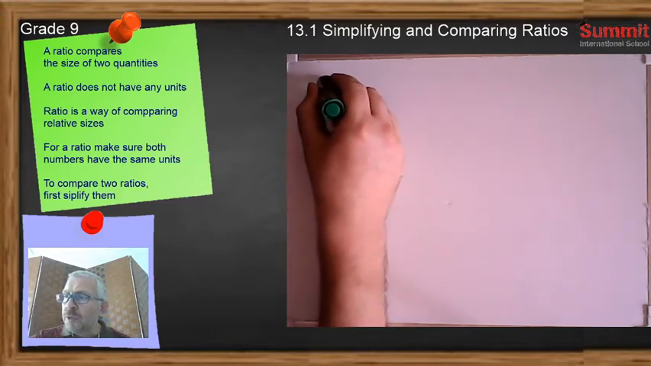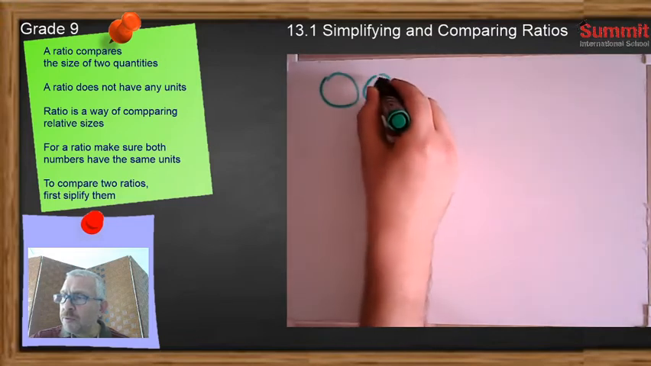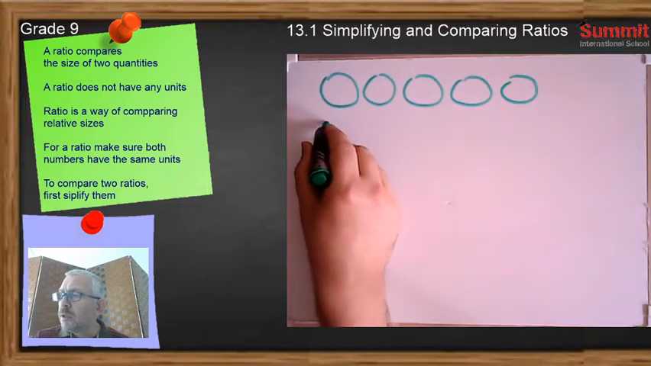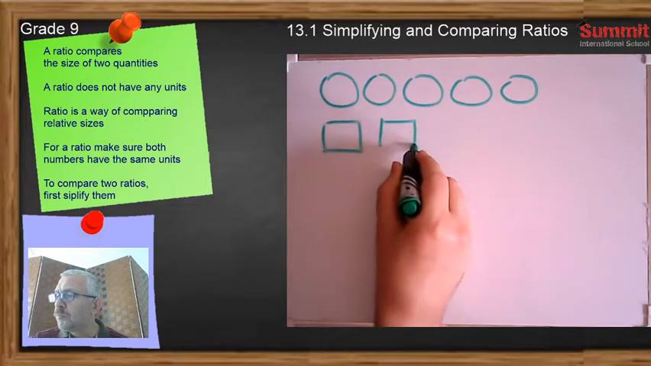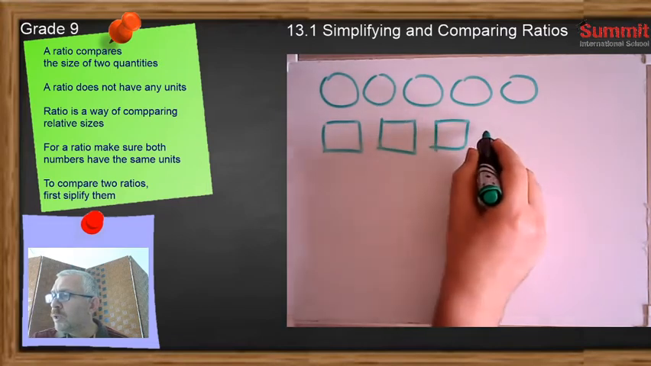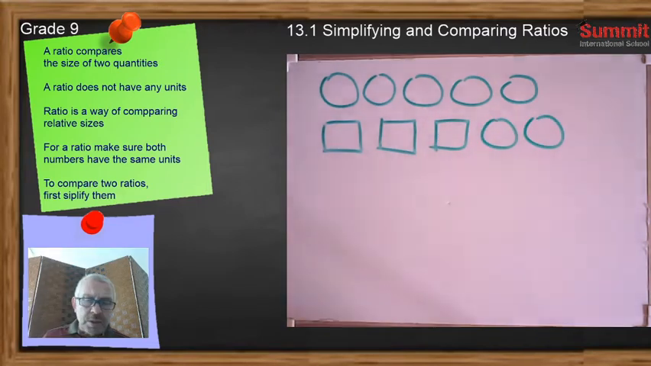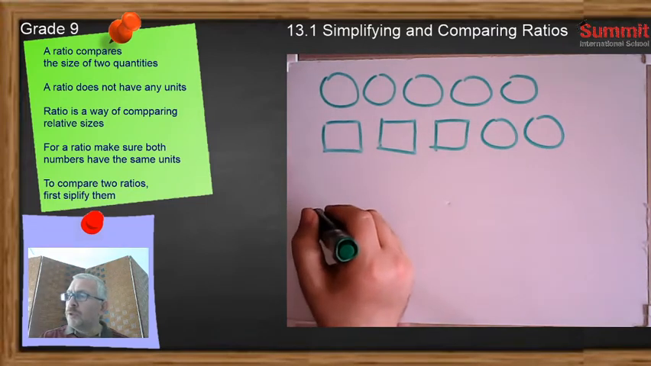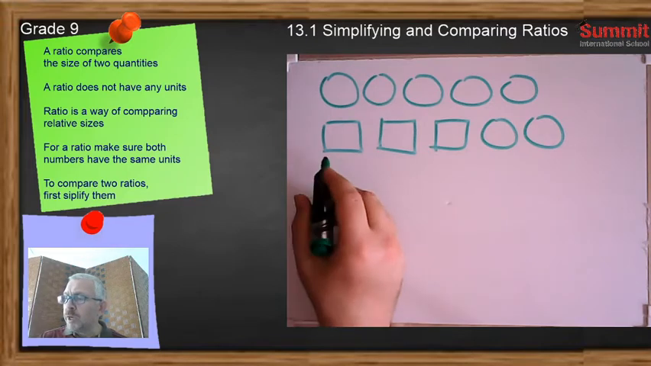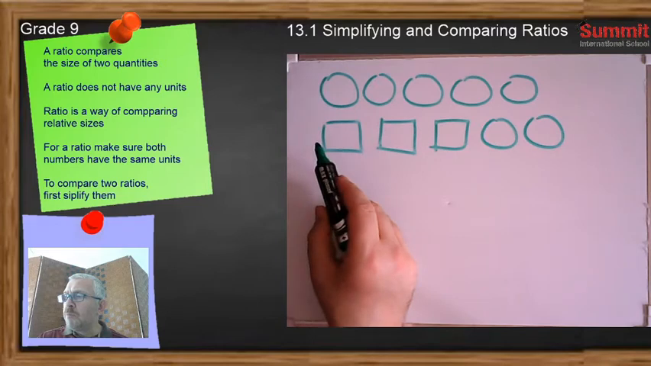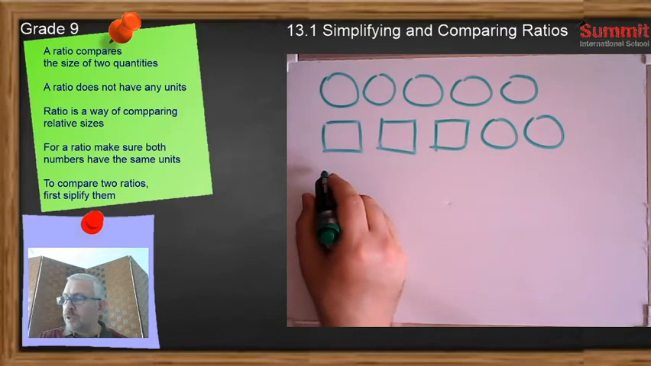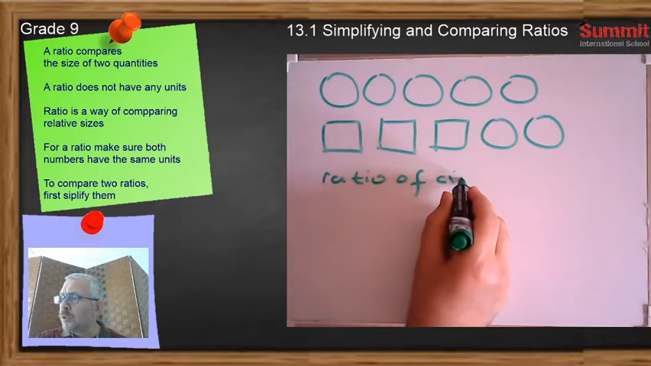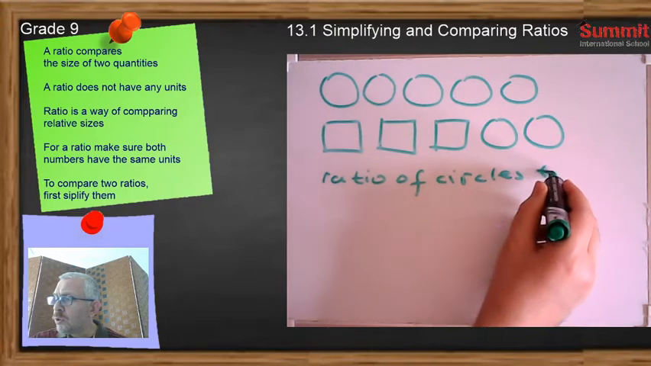Now I am going to draw here some shapes, circles, and squares and circles. Now here, let's find the ratio of the circles to squares.